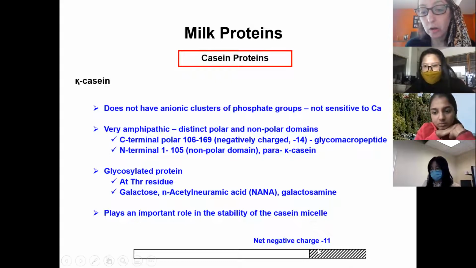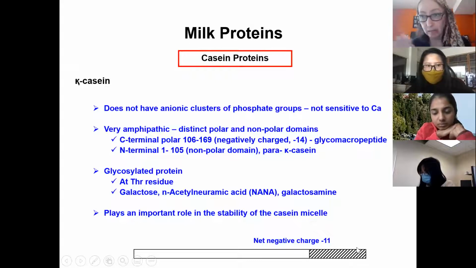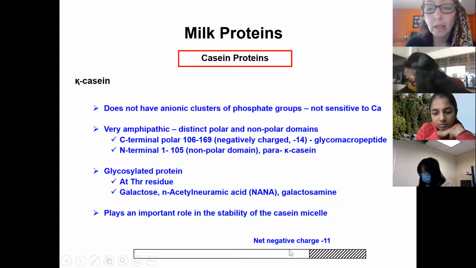So this part of the casein is the glycomacropeptide. So you'll hear that term. It will come across. It mostly winds up in whey after formation of curd with enzymes, because the enzyme is going to cut off at the glycomacropeptide here, and this part, the glycomacropeptide, will end up in whey, and the paracasein.